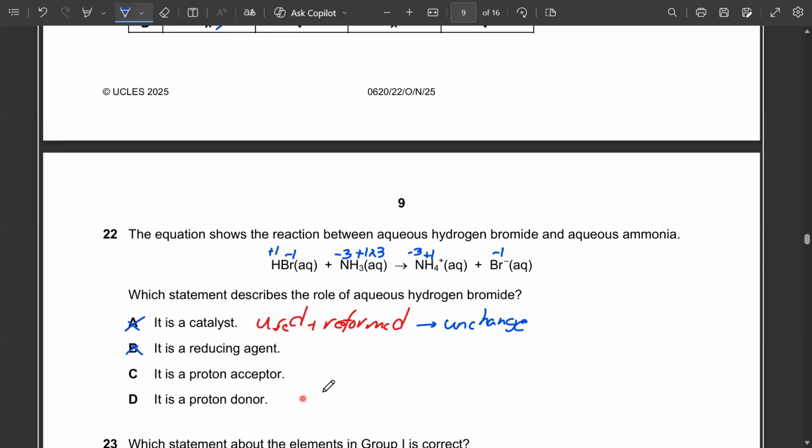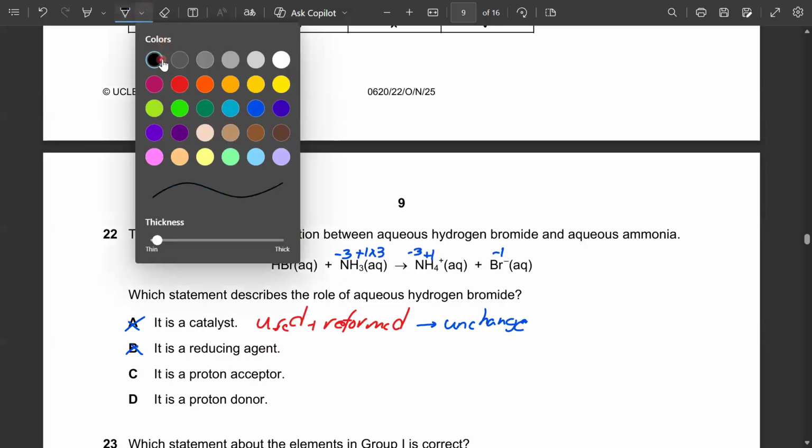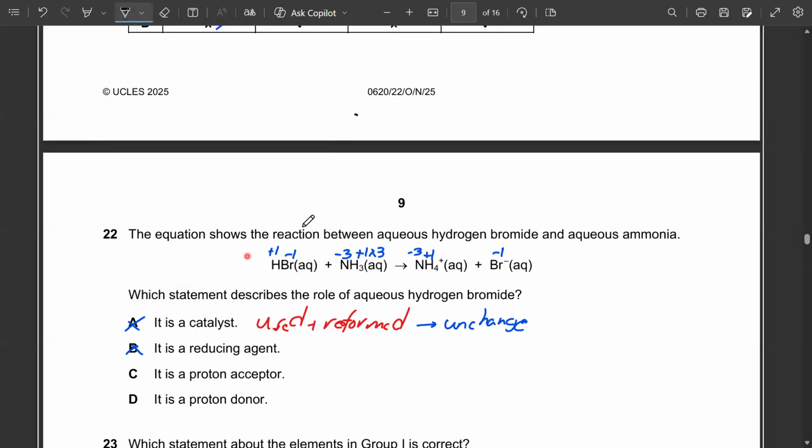Then option C, HBr is a proton acceptor. So how do we check whether it's a proton acceptor? We just compare it with the right side. This is HBr, and on the right side it becomes Br- only. That shows HBr has been converted into just Br negative.